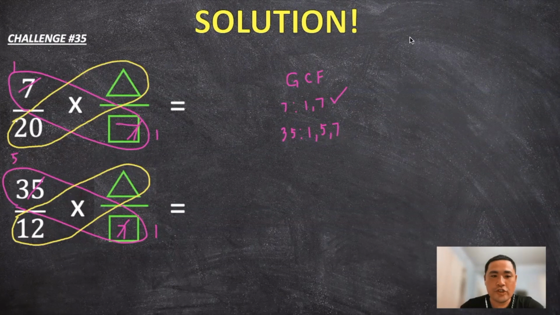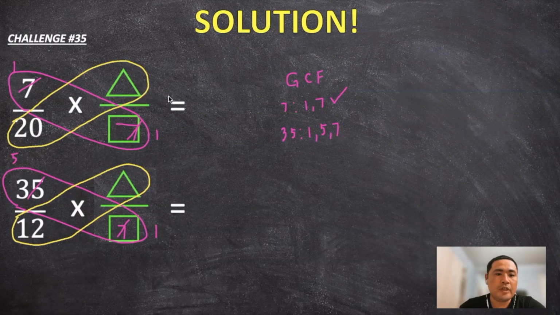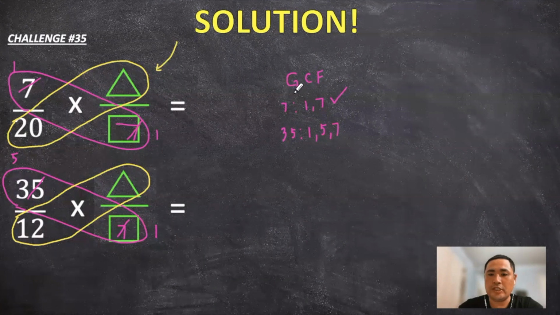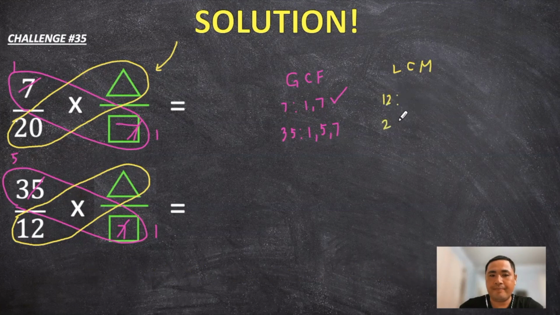Now let's focus our attention on the yellow diagonals here with the triangles circled. In order for the triangles and the numbers to get canceled, because we're looking for the smallest fraction, we're trying to keep the number in the numerator here as small as possible. So in this case, instead of using the GCF, we want to use the LCM, or the least common multiple, between 12 and 20. I'm just going to list those out.